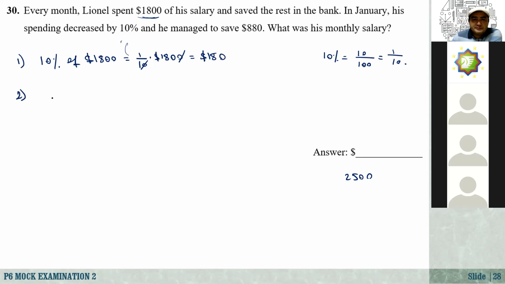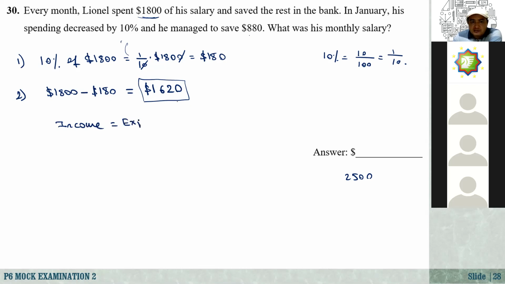Now let's find his spending, right? The spending is 1,800 minus 180, which is equal to $1,620. So in January, he spent this much money, and it says he managed to save 880. That means that he spent this and saved this, right? That means that his income, usually what is income or salary, is equal to expenses plus savings.